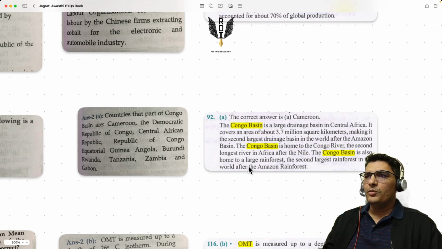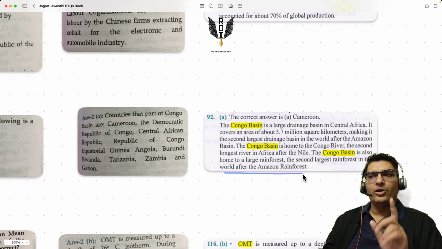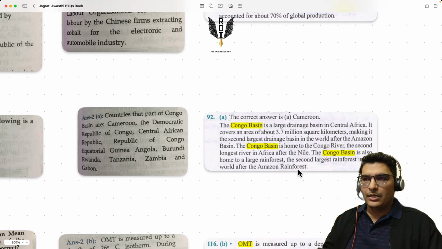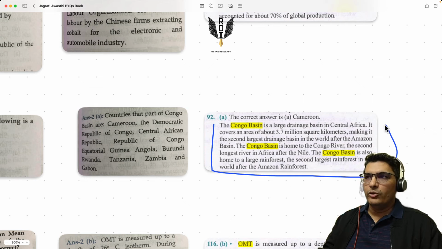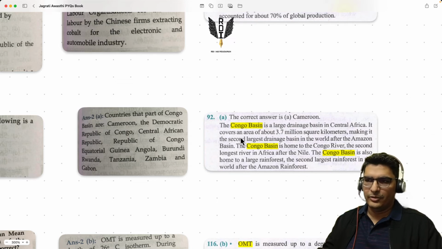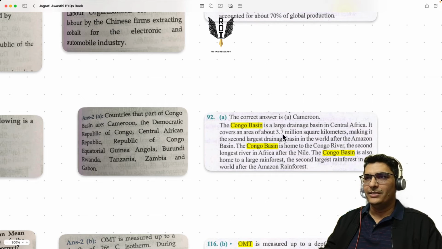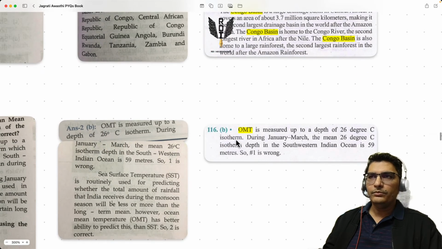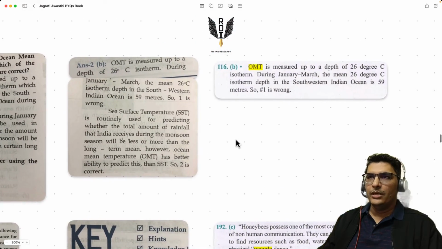The Congo Basin is also home to a large rainforest, the second largest rainforest in the world after Amazon. This is good. Second largest rainforest after Amazon. They will not ask about the largest rainforest because everybody knows Amazon is the largest. They'll ask about the second largest. So this solution is like half relevant, half irrelevant. They can just slightly remove the 3.7 million part, etc. These irrelevant and generic things, then it becomes a good solution. Right? This kind of solution should be given for all the questions. And I think this is the last question for today.